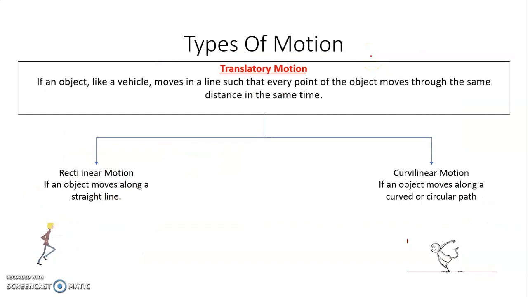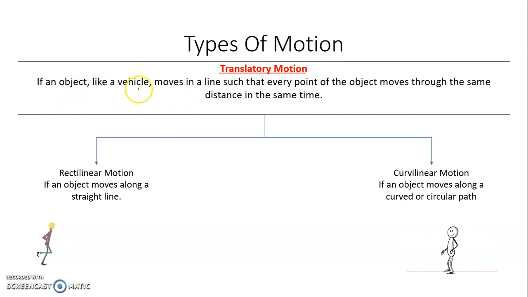Now let us move ahead. Now, types of motion. If you go through your book, there are many types of motion mentioned. So we will see all of them one by one. Number one is translatory motion. What is translatory motion?